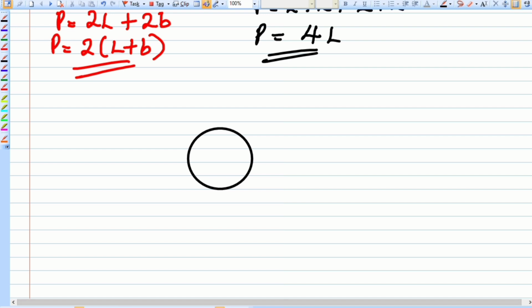Now, a line that goes from one point on the circumference of the circle to another is called a chord. So this line here would be called what? A chord. Whereas a chord that goes through the center of the circle, alright?